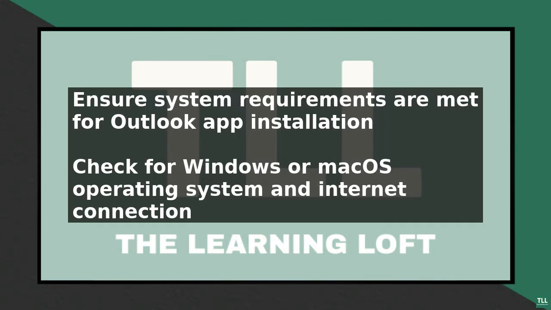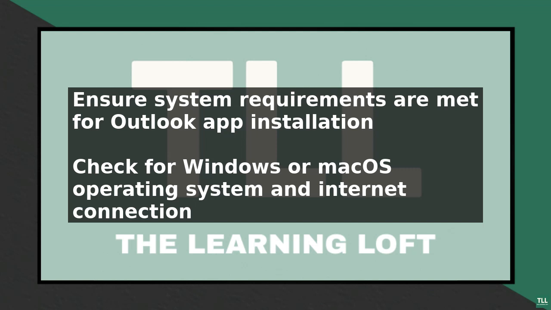To get the Outlook app on your desktop in 2025, follow these simple steps. First, ensure your computer meets the system requirements for the Outlook app, which typically includes a Windows or Mac OS operating system, sufficient storage space, and an internet connection.